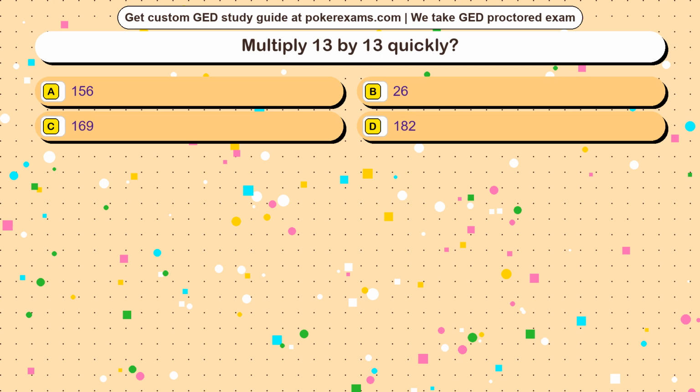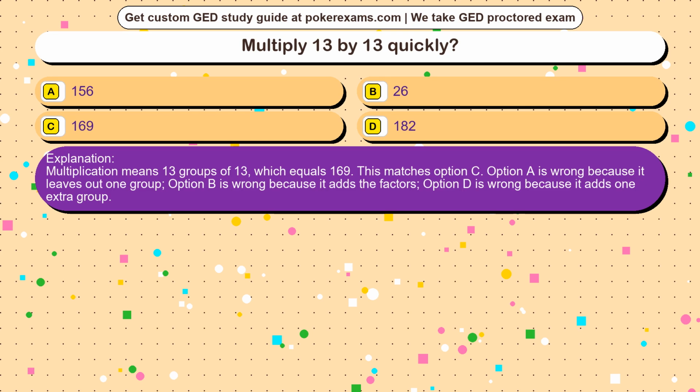The correct answer is option C. Multiplication means 13 groups of 13, which equals 169. This matches option C. Option A is wrong because it leaves out one group. Option B is wrong because it adds the factors. Option D is wrong because it adds one extra group.